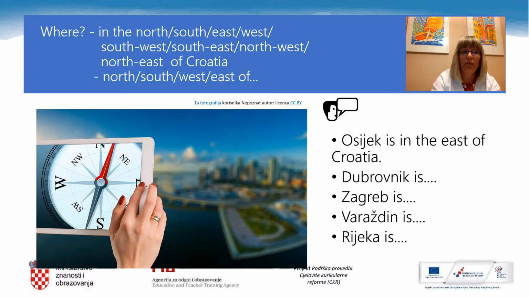And now, where is Dubrovnik and Zagreb, Varaždin and Rijeka? Can you say where they are situated? There are more answers possible. Be careful.